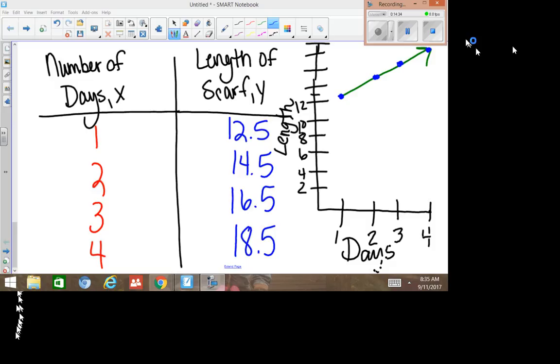We did part 1. Now we're answering the question. Okay. The table shows the length in centimeters of a scarf you're knitting. Suppose the pattern continues. How long is the scarf after 8 days? Well, what's happening each day? Going up by 2 each time. 2, 2, 2. Right? Do you agree?